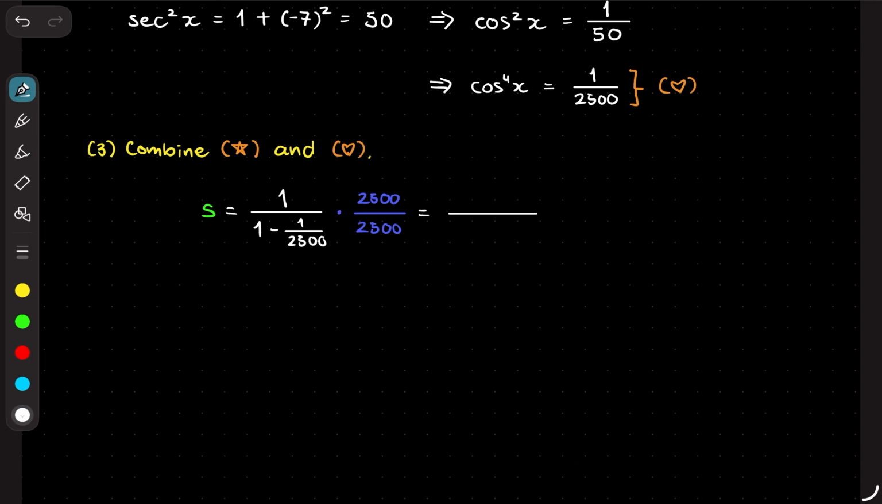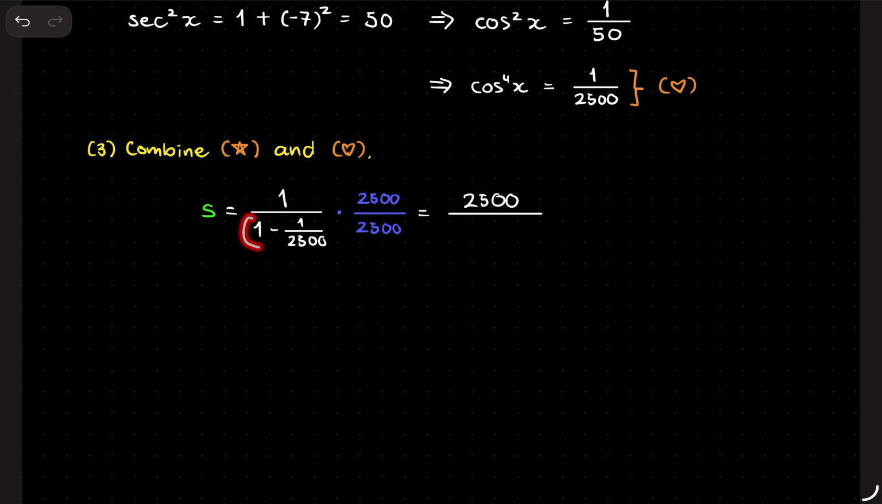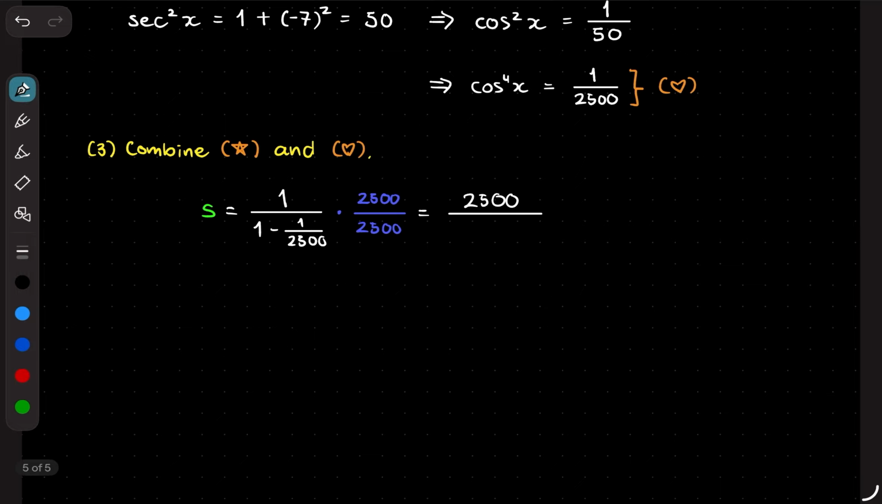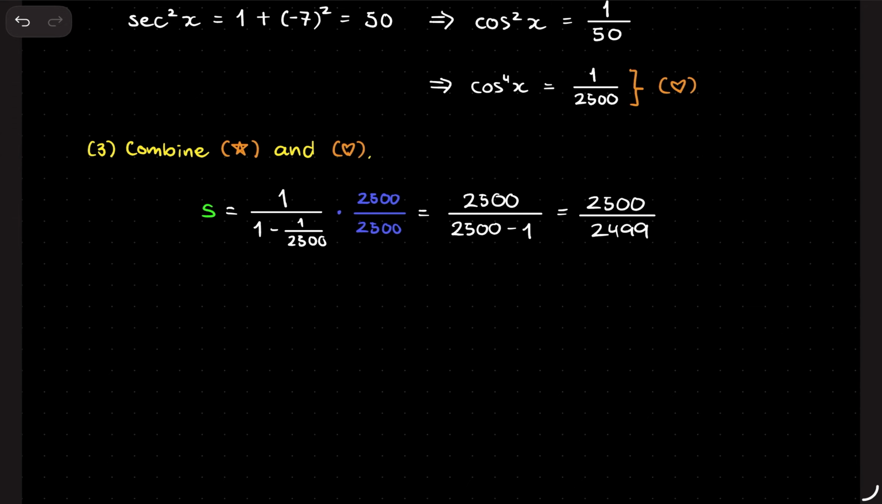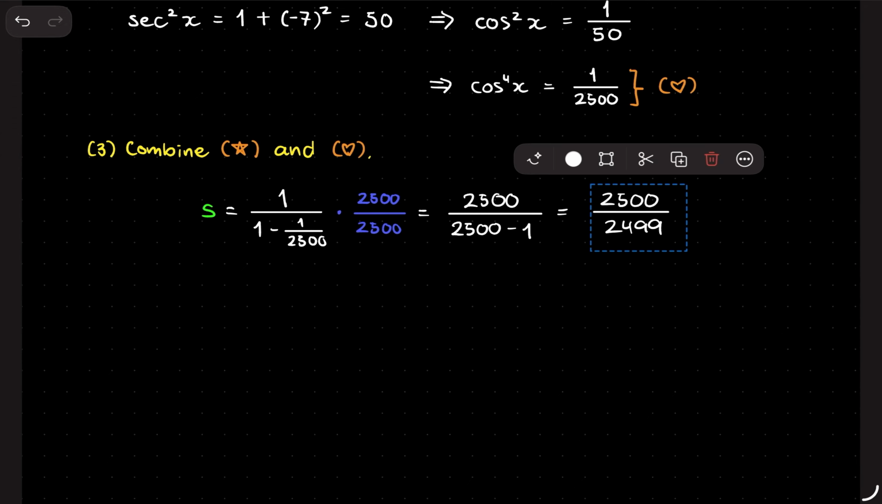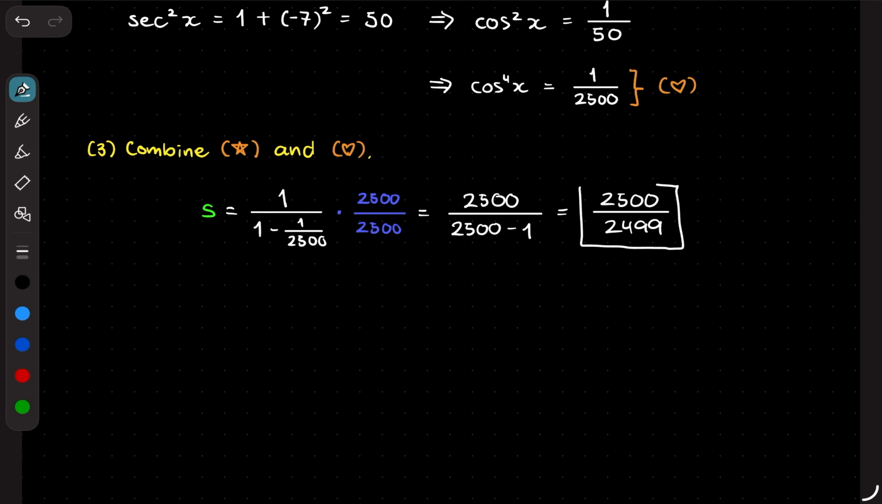So for the numerator, we'll just have 2,500. For the denominator, we'll distribute 2,500 out here to obtain 2,500 minus 1. Then just simplifying the denominator, we will obtain 2,500 over 2,499. And this is the answer that we are looking for.